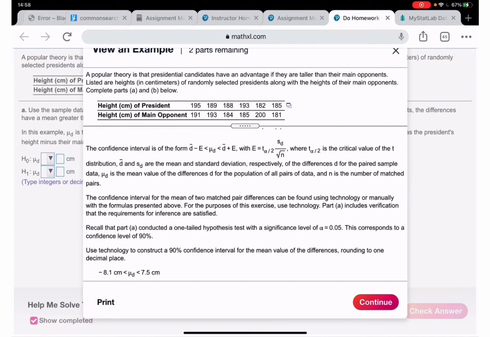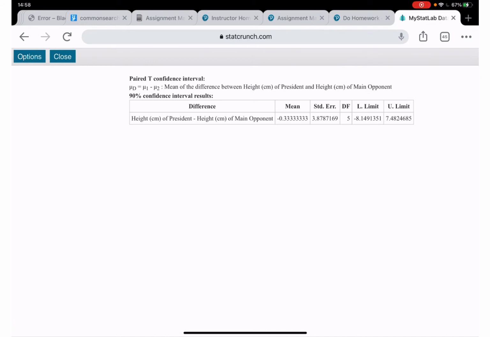Let me see which one was that. Here it is. See, negative 8.1. Mu d is greater than negative 8.1 and less than 7.5. So mu d is the average for paired samples, right? So moving here, look here, lower limit and upper limit. This is the lower limit, negative 8.14, and the upper limit 7.48. Okay, so once we have it, we are good, and we finished the StatCrunch operation.